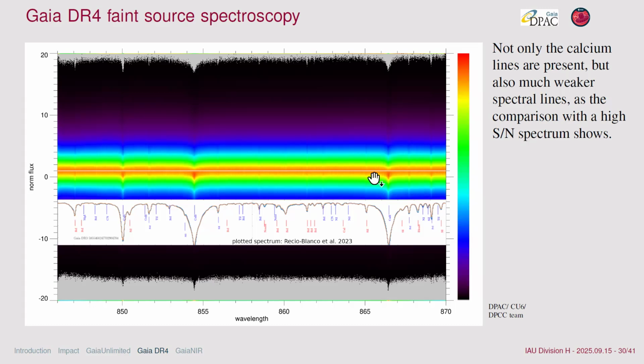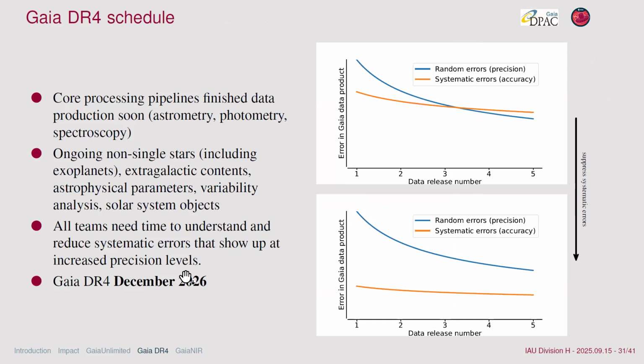Okay, then just on the schedule for Gaia DR4. As I mentioned, it will appear at the end of next year, in December of 2026. We announced this already at the EAS before the summer, and that means we're really committed to making this deadline because we have now made that public.